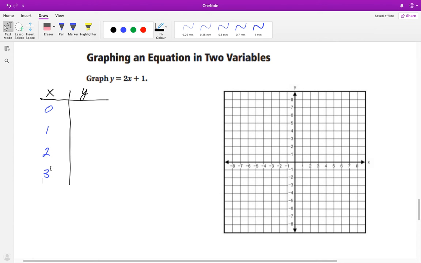We're not going to choose any negative numbers yet because we haven't learned how to multiply a positive and negative. So we're just going to keep them 0 to positive numbers. Right now, if I said x is equal to 0, what do you think we can do to solve for y? We've already done this.